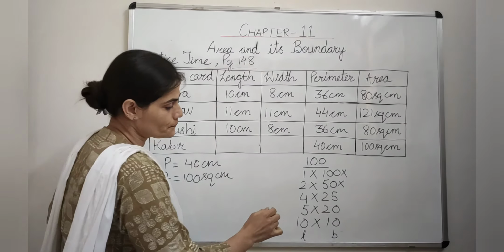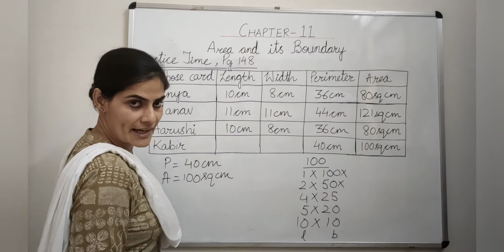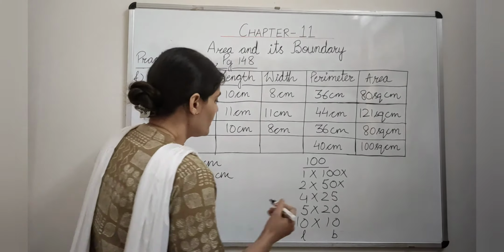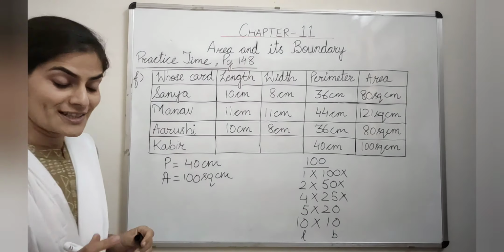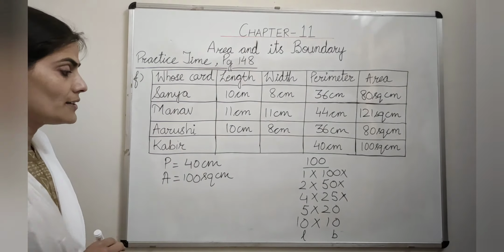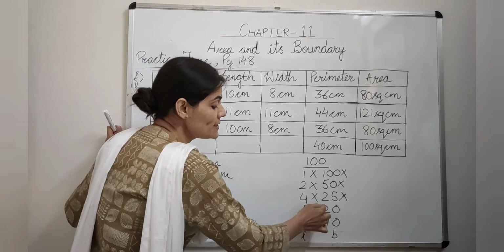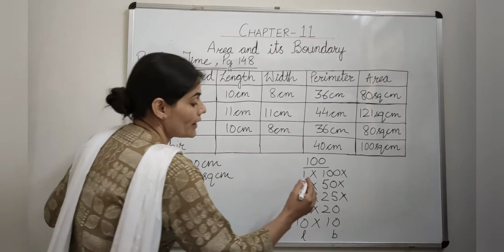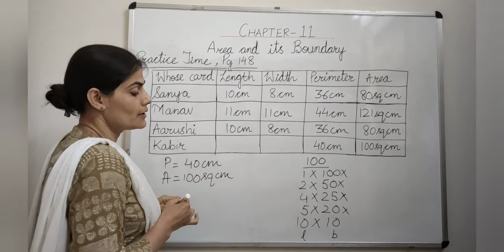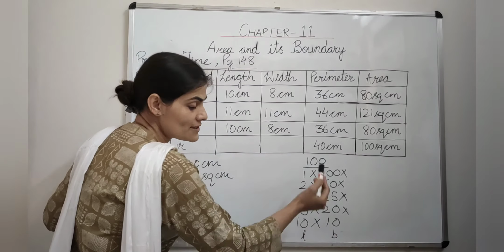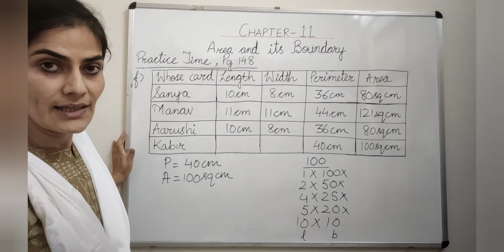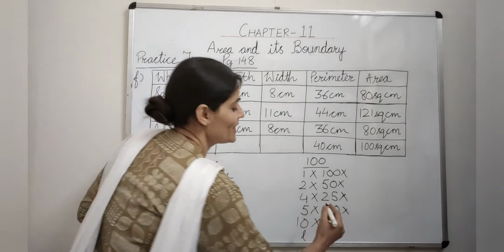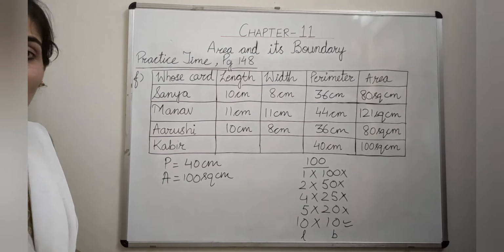I move to the next one. 25 plus 4 is 29. 29 into 2 gives us 58. But my perimeter should be 40 centimeters. So this combination is also not right. I check the next combination. 20 plus 5 is 25. 25 into 2 gives us 50. Again, this combination is also not correct. The last one is 10 plus 10. 10 plus 10 is 20. And 20 multiplied by 2 gives us 40. So that means this combination of length and breadth is correct.